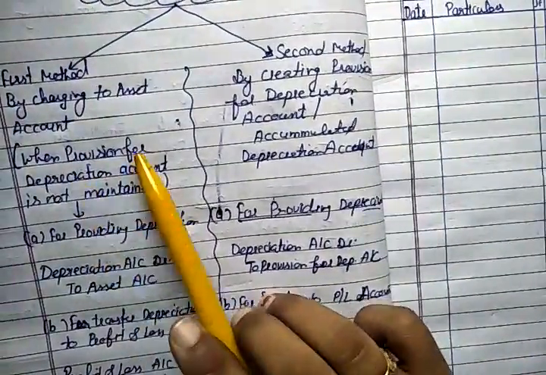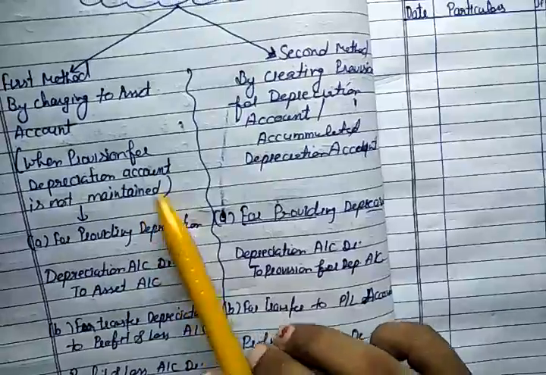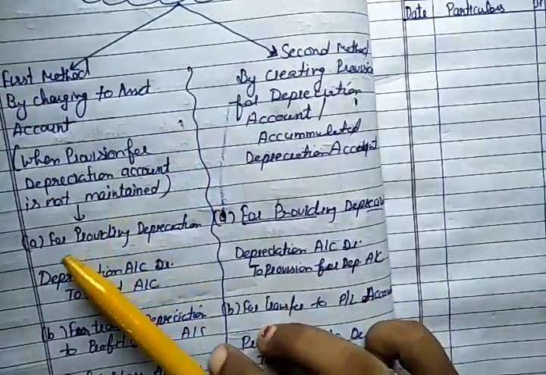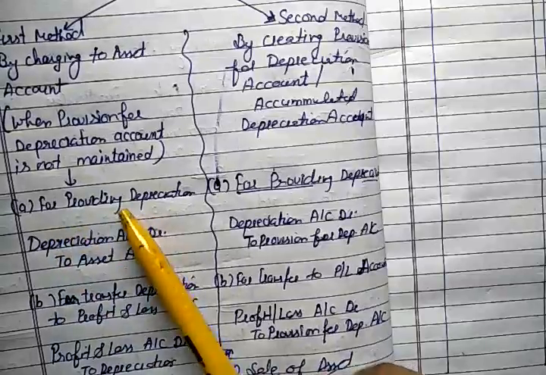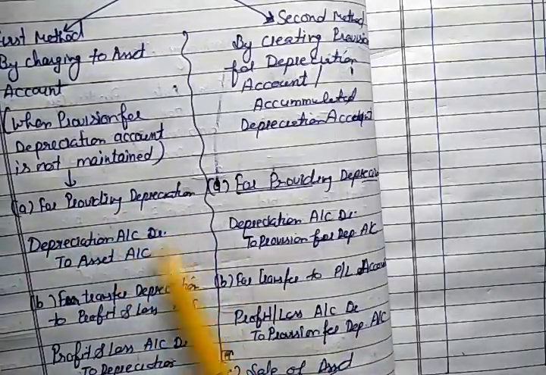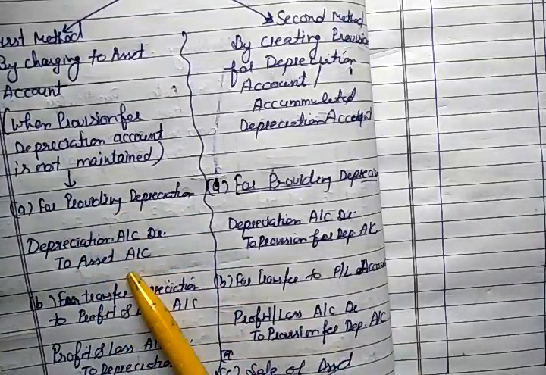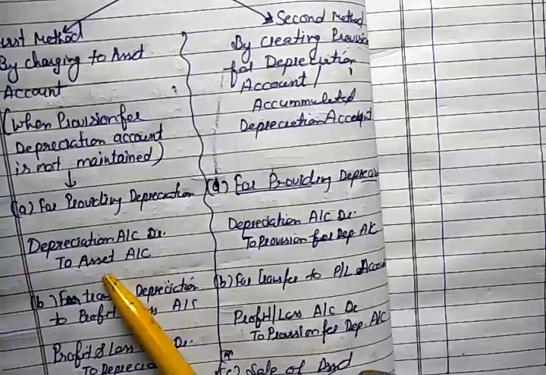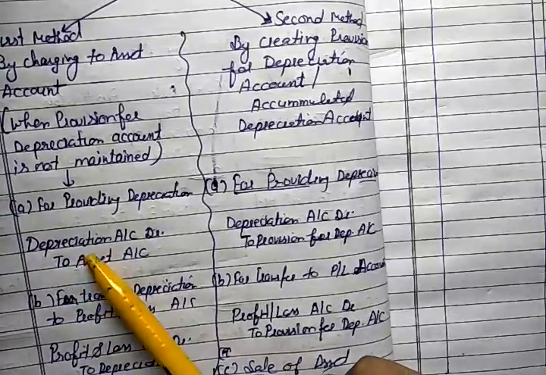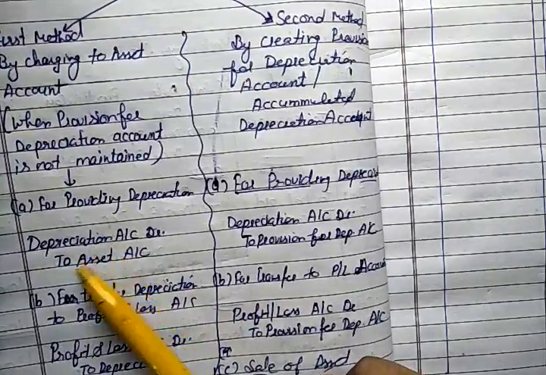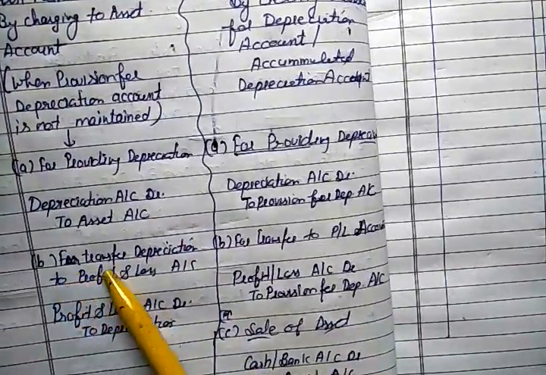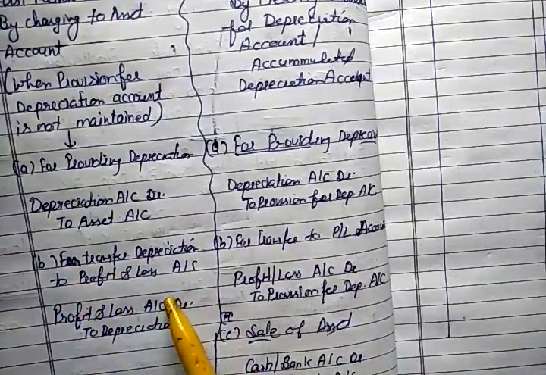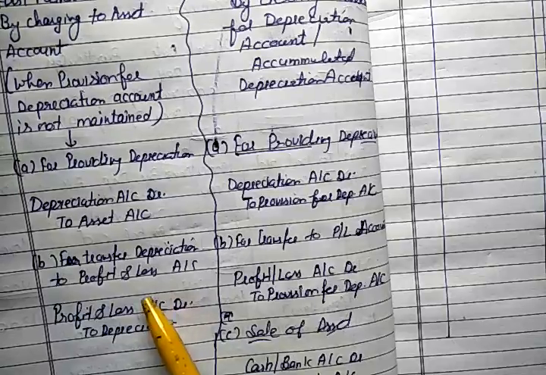So when the provision for depreciation account is not maintained under the first method, and depreciation is provided, the first entry is depreciation account debit to asset account. We did this: whenever we prepare an asset account, we write 'by depreciation' on the credit side of the asset account.